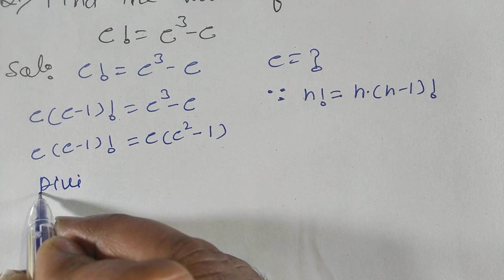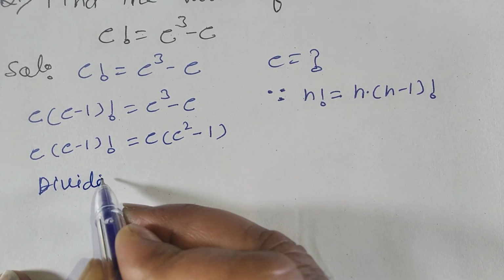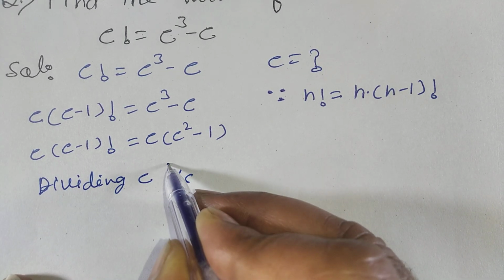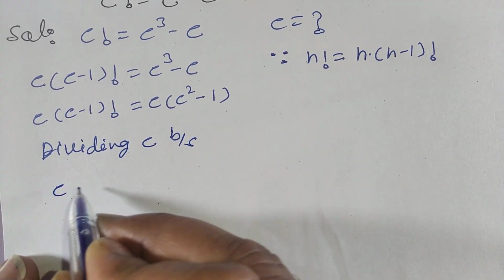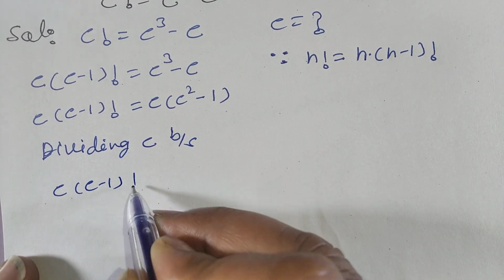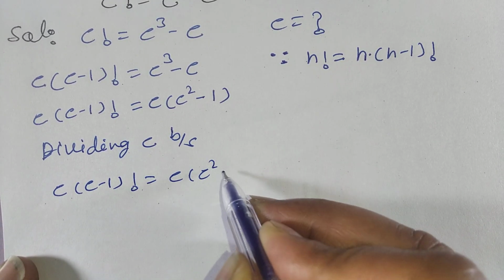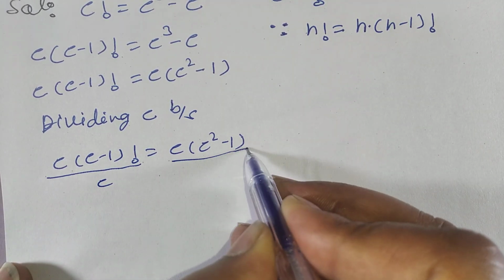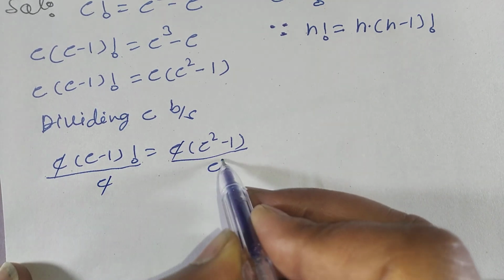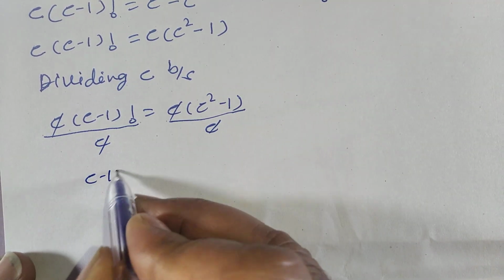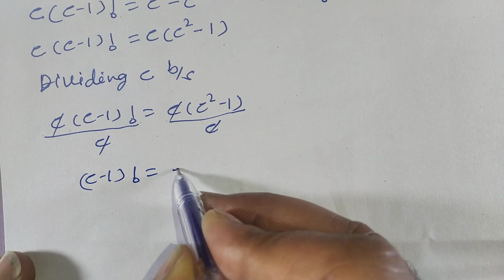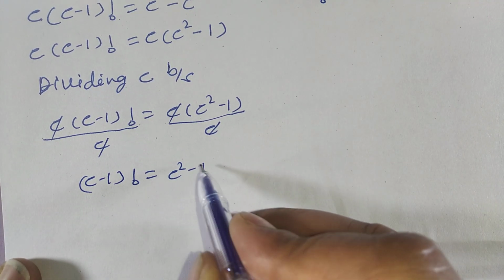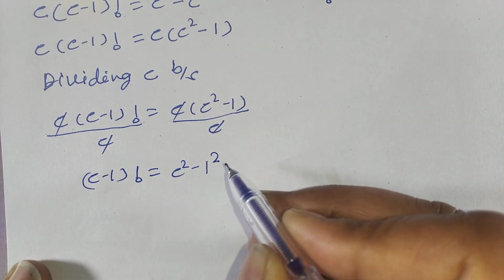Dividing c on both sides, c into factorial c minus 1 is equal to c into c square minus 1, divided by c on both sides. This is cancelled and this is cancelled. Remaining factorial c minus 1 is equal to c square minus 1, where 1 is also 1 square.